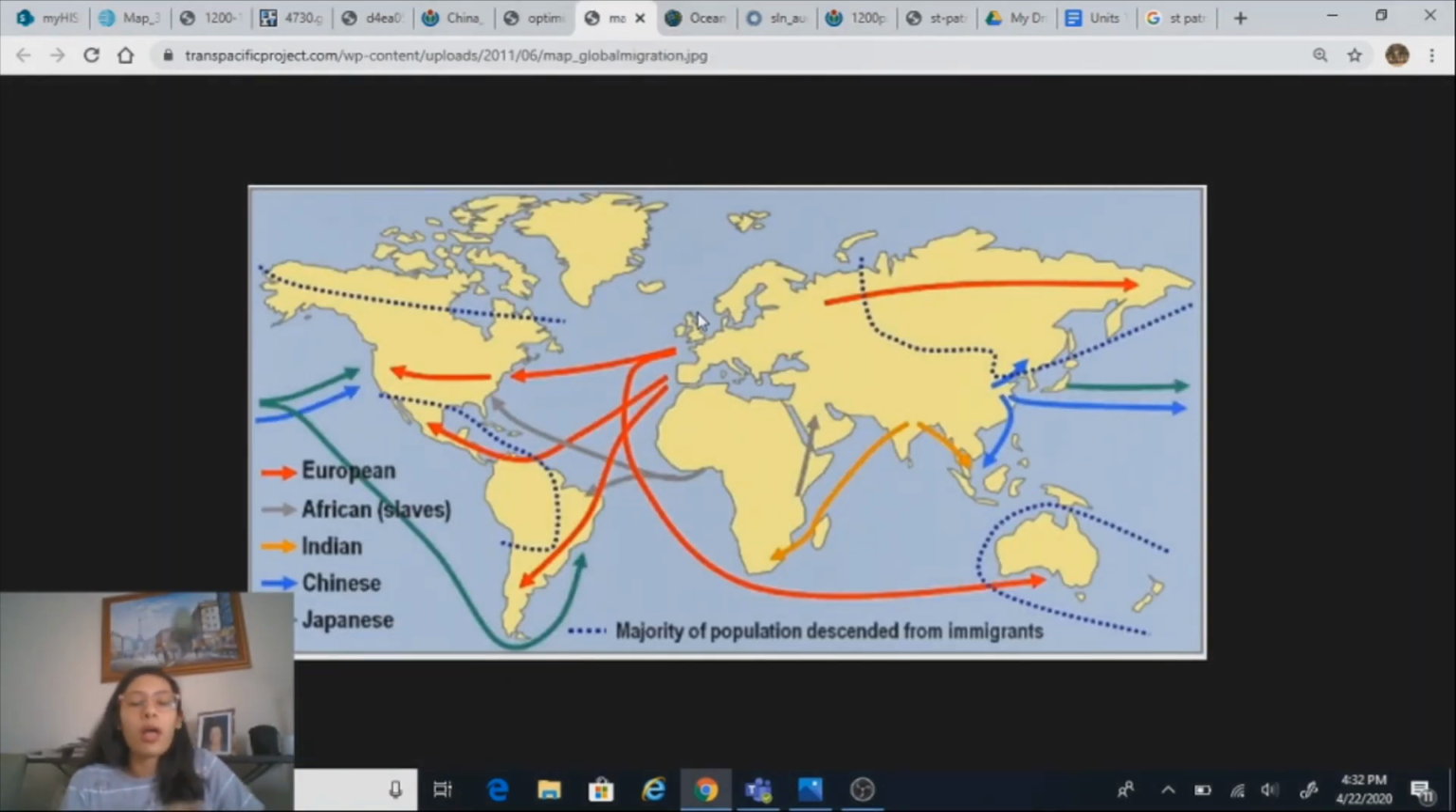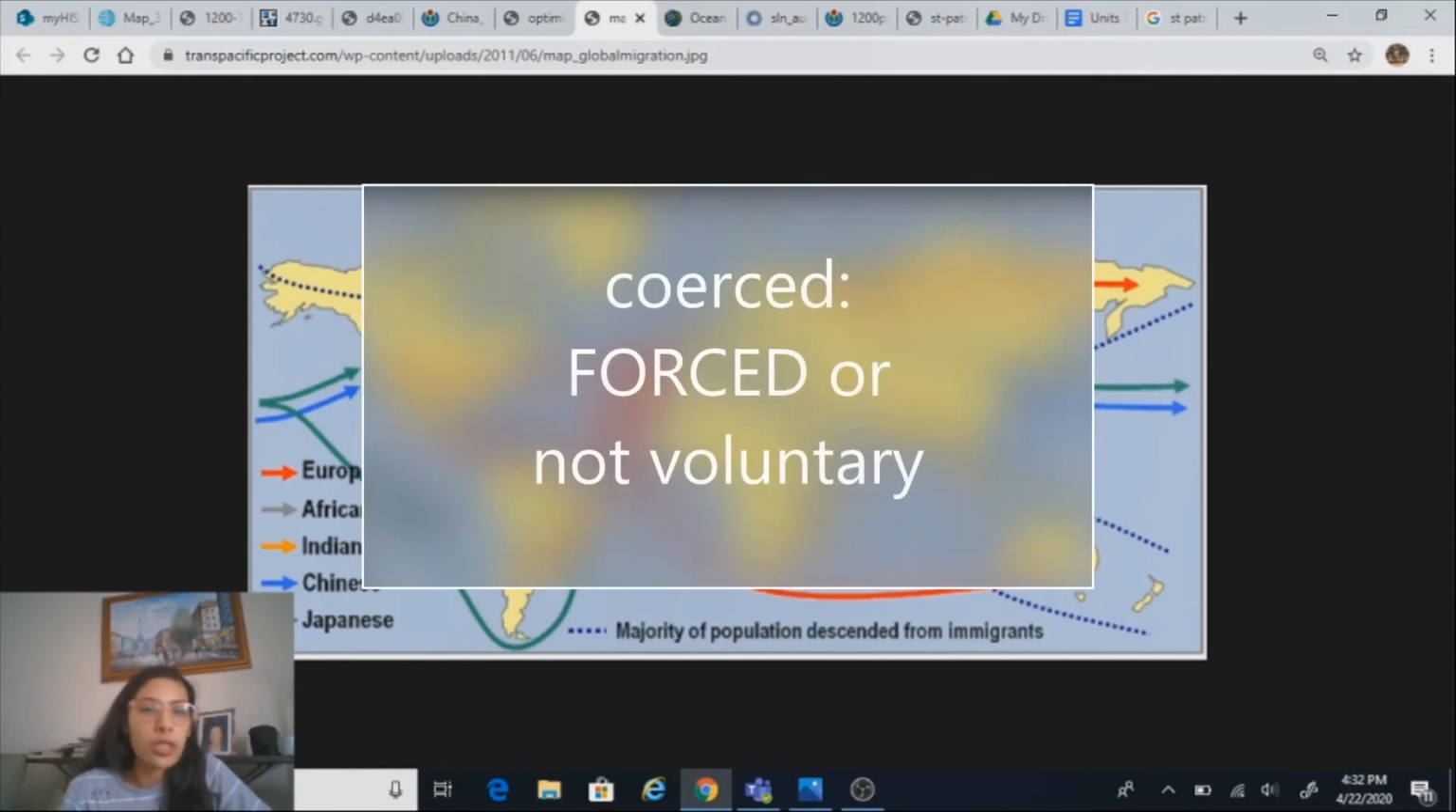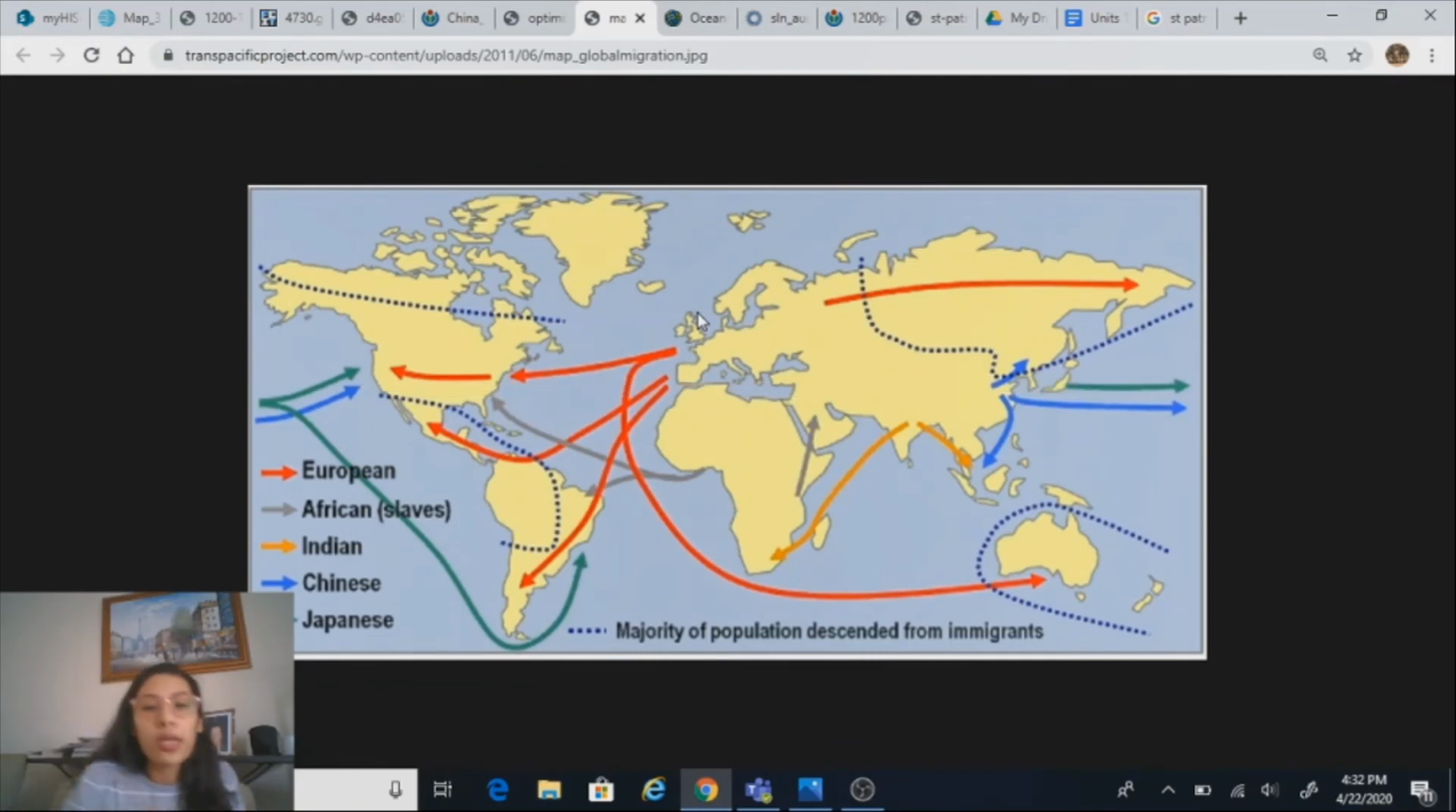The other form of migration that's taking place is coerced migration, which is forced migration. That means these people did not have a choice as to whether they were migrating. It's mostly going to be obviously slavery from Africa to the Americas, and indentured servitude, like Indians going to Africa and Southeast Asia, and also Chinese going to Southeast Asia.